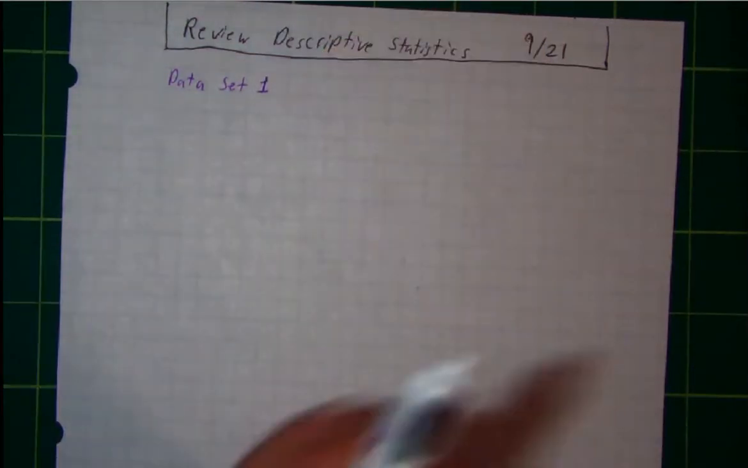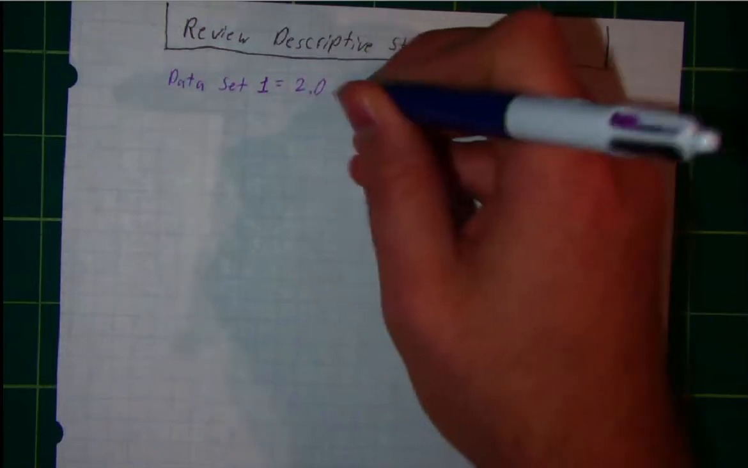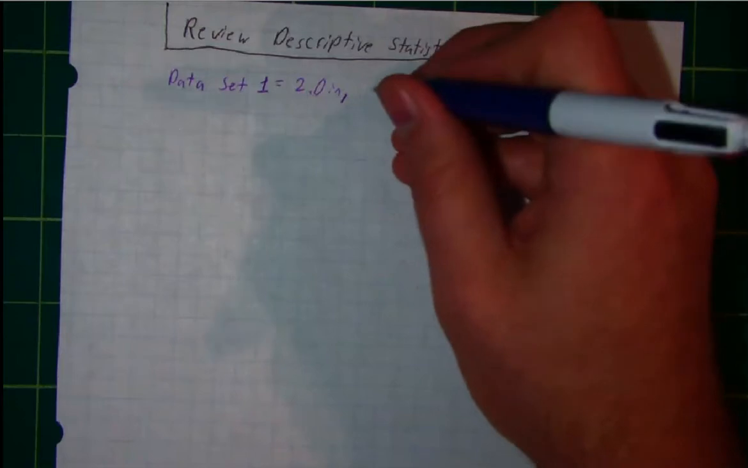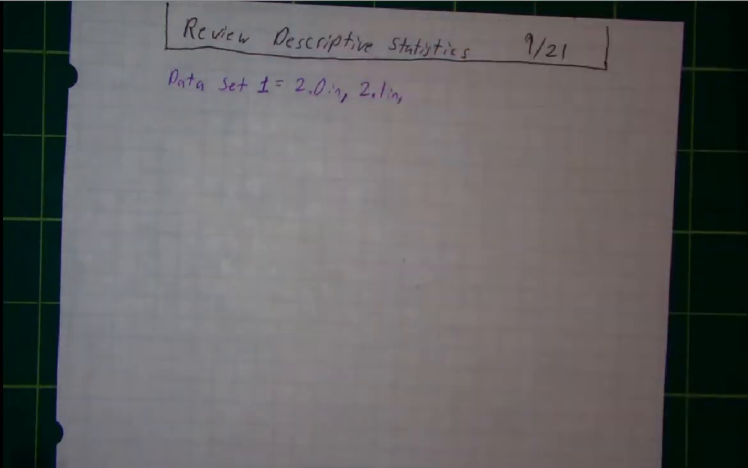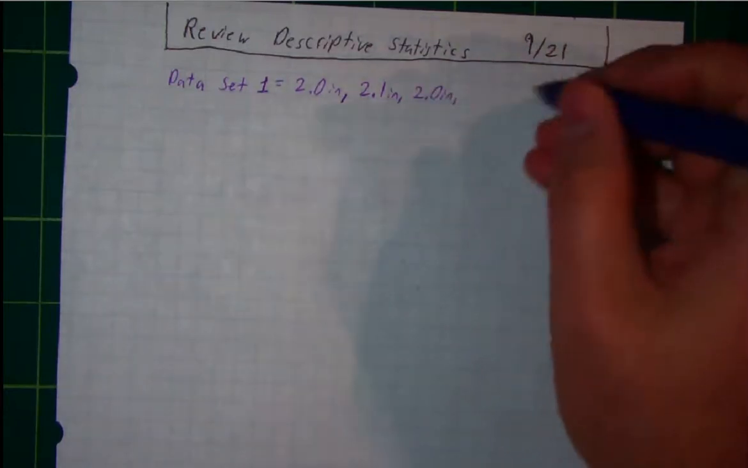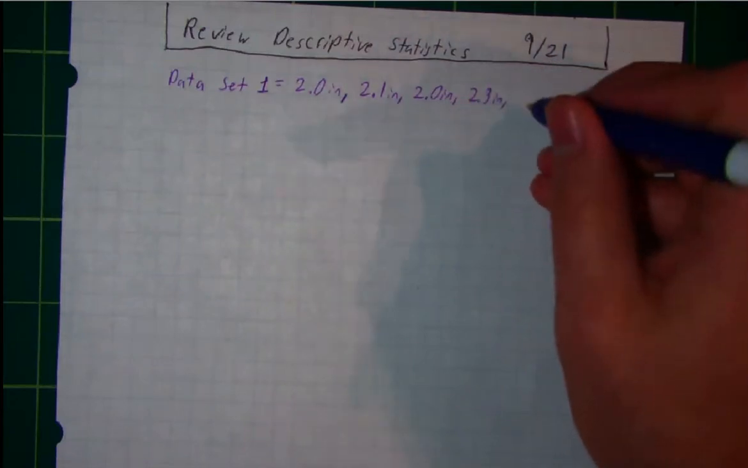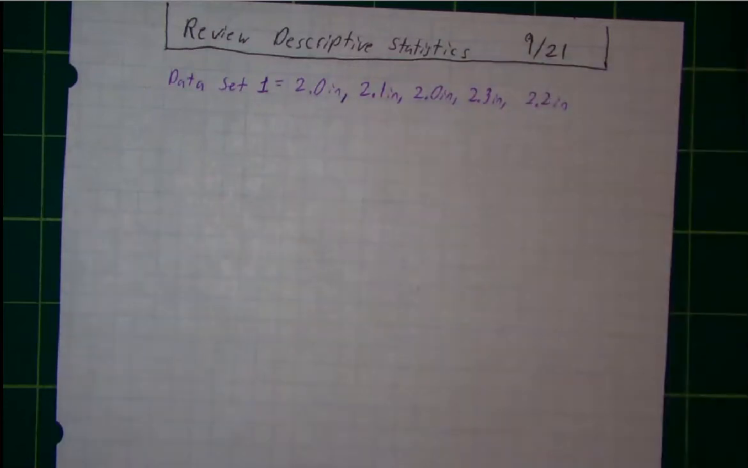Let's say that is equal to several plant heights. And let's say the first plant height that we measure is exactly 2.0 inches. And then the second one is 2.1 inches. Let's say the third one is also 2.0 inches. The fourth one is 2.3 inches. And the last one is 2.2 inches. And so we have 5 values in our data set.